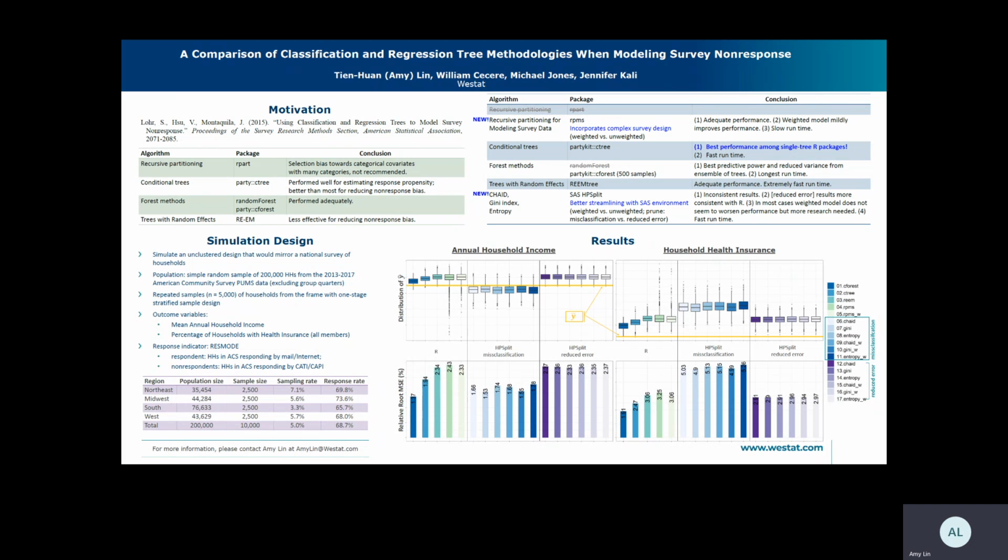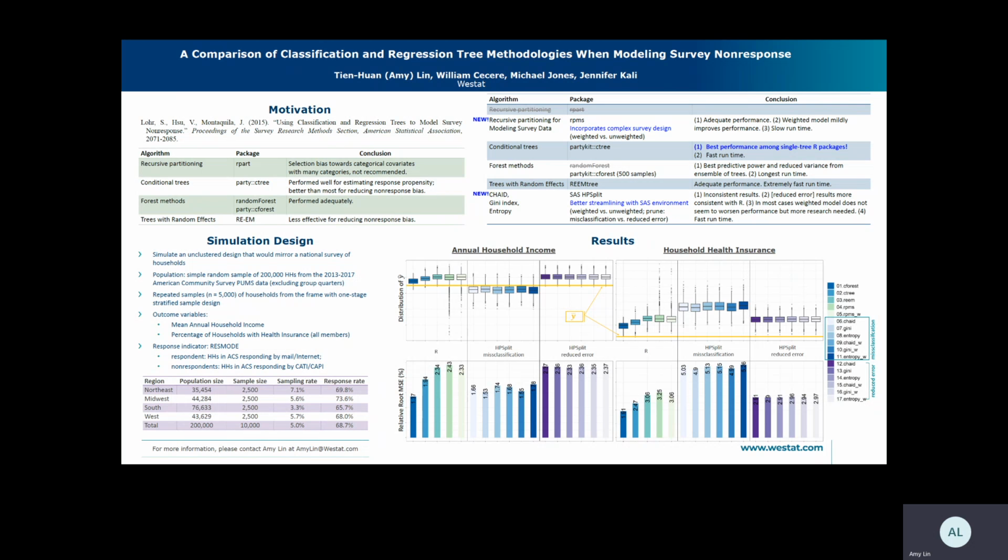We tested 3 splitting mechanisms under HPSPLIT: gain, Gini index, and entropy, and compared 2 pruning methods, the misclassification method and the reduced error method. For RPMS and HPSPLIT, we also compared unweighted models and weighted models. And I'll come back to the conclusions in a bit.